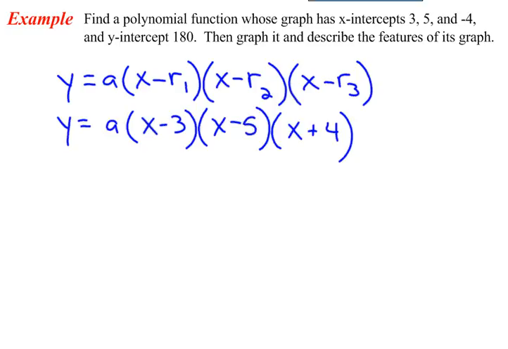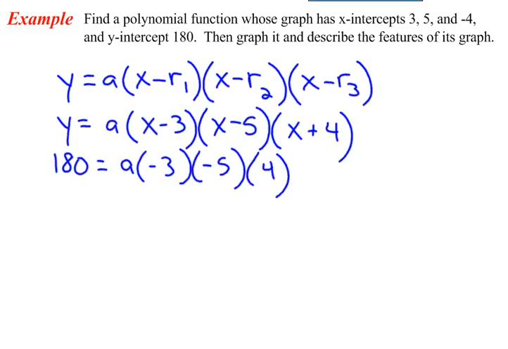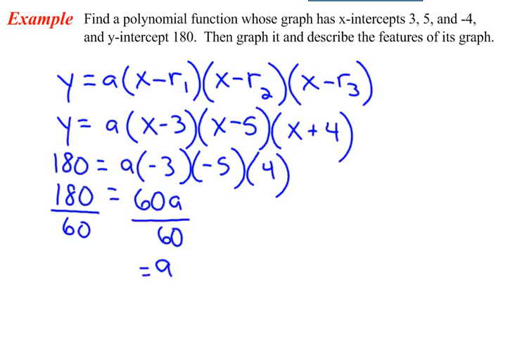Since the y-intercept is 180, we know the x value of any y-intercept is 0. So this will allow us to solve for a. So we plug in 180 for y. We plug in 0 for all the x's, so we have negative 3, negative 5, positive 4. Simplify. Negative 3 times negative 5 is 15. 15 times 4 is 60. So we have 60a. Divide both sides by 60 to get a by itself. A is going to equal 3.